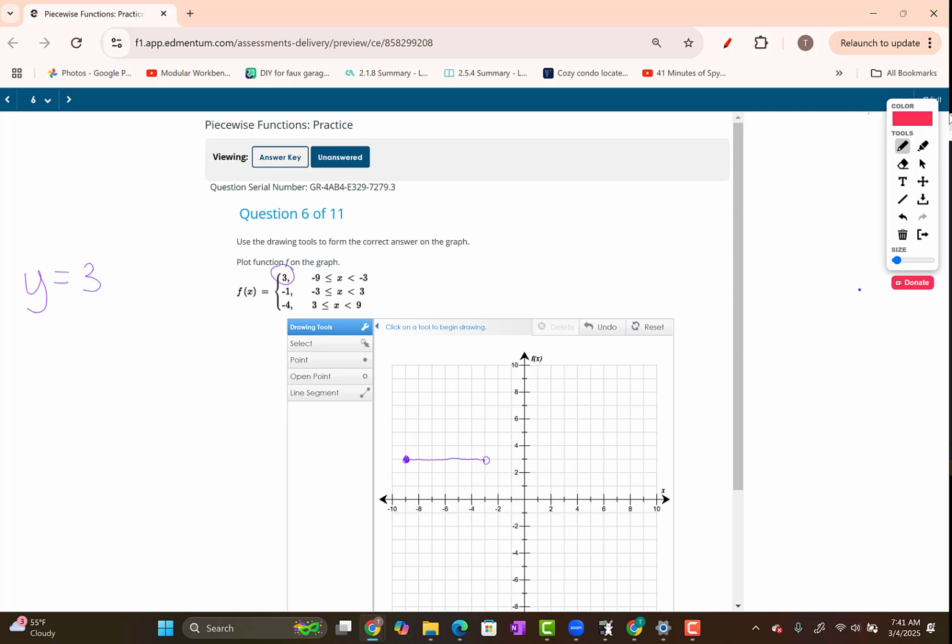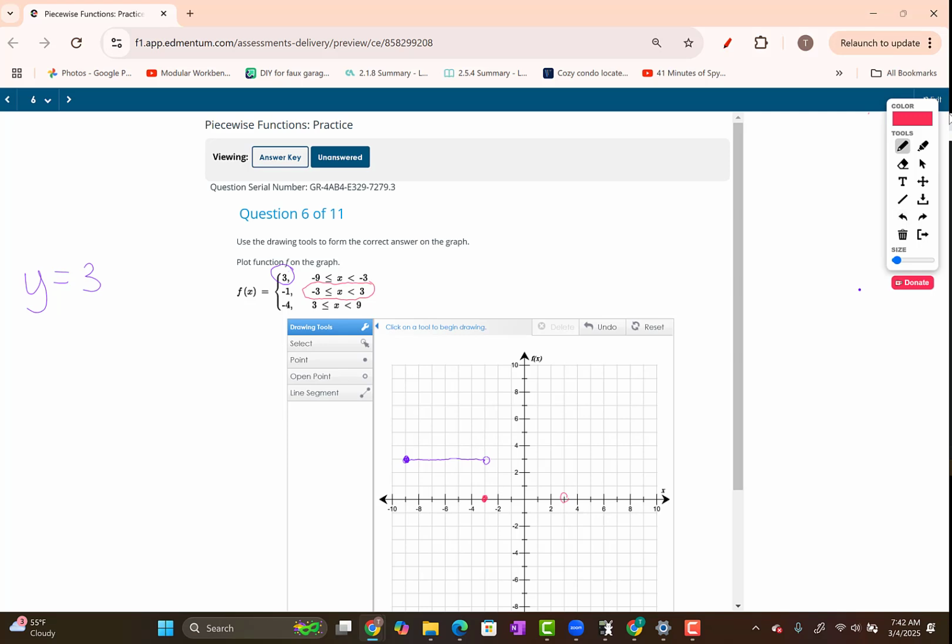All right, the next rule we're going to look at right here. Notice we have an or equal to symbol and a symbol that does not have the or equal to symbol. So we're going to have a closed dot at -3 and an open dot at +3. So the piece to this function is going to be in between those dots. And it's not a rule, but generally wherever the last piece ended, that's where this new piece is going to pick up.